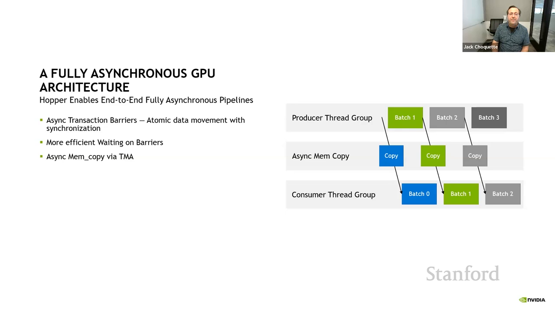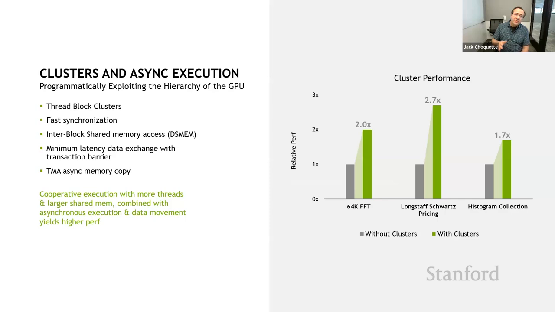If you combine Hopper's improvements for locality with the asynchronous execution data movement, you can get dramatic performance improvements. Here you can see the performance improvements of Hopper with these new capabilities. Taking advantage of locality and asynchrony provides 2 to 3x performance benefits on these key algorithms.